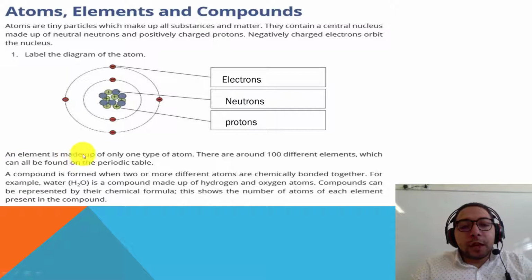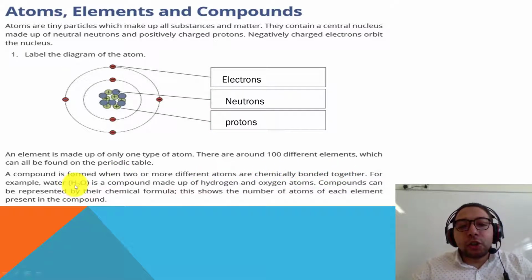An element is made up of only one type of atom. So any element which is found around us, gold, silver, copper, each element has a certain kind of atoms. We have around 100 different elements found in nature, and these elements are organized in the periodic table. A compound is formed when 2 or more different atoms are chemically bonded together.